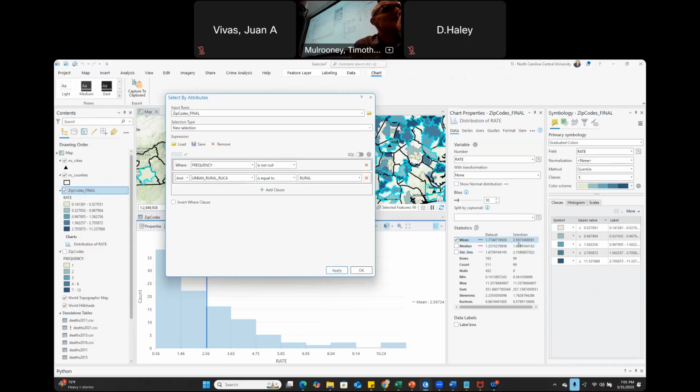What's that tell you? Where's it being skewed? Let's run this again. Watch this. Okay, remember these numbers here. Now I'm going to click urban, click apply. What did we just do to our selection? Went from 2.59 for rural down to 1.39 for urban.